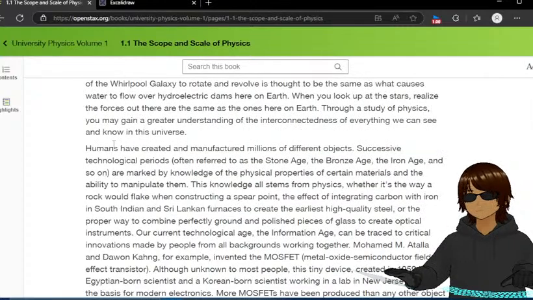Is this good enough? Humans have created and manufactured millions of different objects. Successive technological periods, often referred to as the Stone Age, Bronze Age, Iron Age, and so on, are marked by knowledge of the physical properties of certain materials and the ability to manipulate them. This knowledge all stems from physics, whether it's the way a rock would flake when constructing a spear point, the effect of integrating carbon with iron in South India and Sri Lanka furnaces to create the earliest high quality steel, or the proper way to combine perfectly ground and polished pieces of glass to create optical instruments.